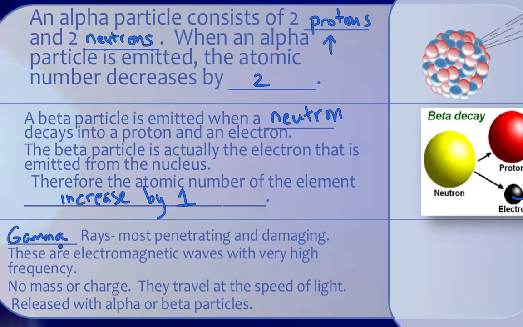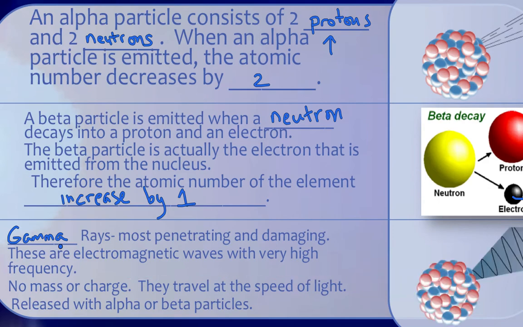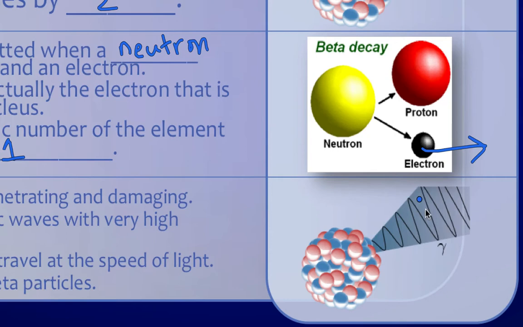And the last type of radiation is called gamma radiation, and that gives off gamma rays. These are very penetrating, high energy waves. They're electromagnetic, they don't have mass, they don't have charge, and they travel very quickly at the speed of light. They're going to be released whenever you see that alpha or beta radiation occur. So what that looks like is this. Here you see a wave of energy and not an actual particle being given off. And that's the essence of gamma radiation.